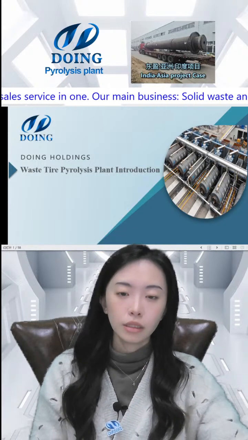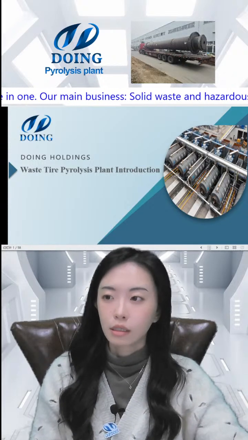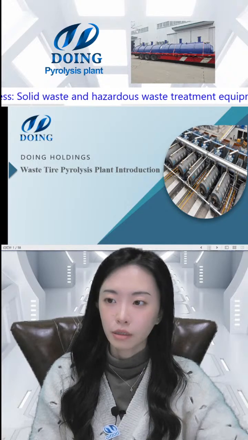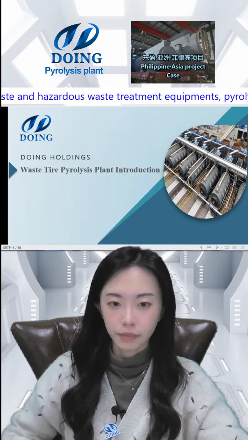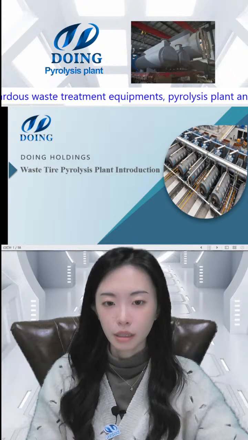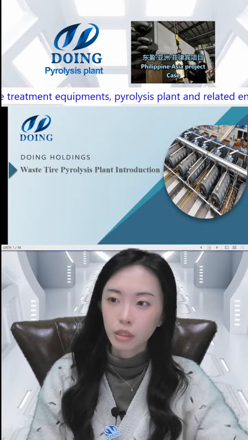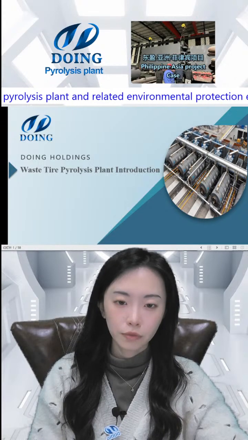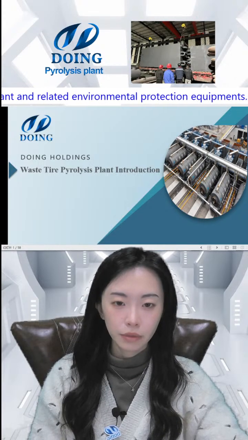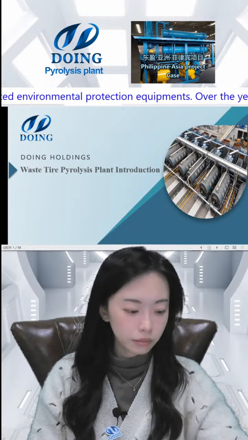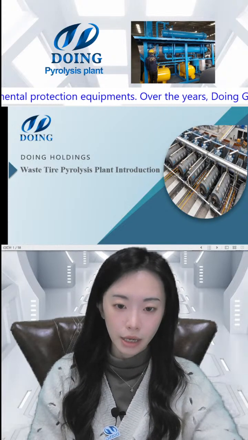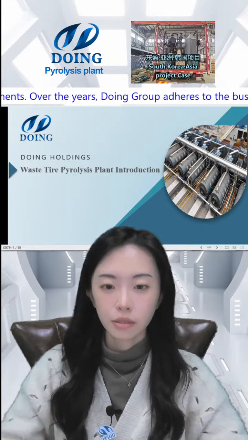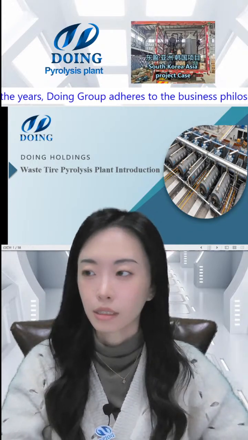So let's start from this PowerPoint first. This is a picture of our customers in Shanxi province. The material here is coal tar oil sludge. We have different materials that can be used, like waste tire, waste plastic, oil sludge, coal tar oil sludge, or other kinds. You can just have a look at this.